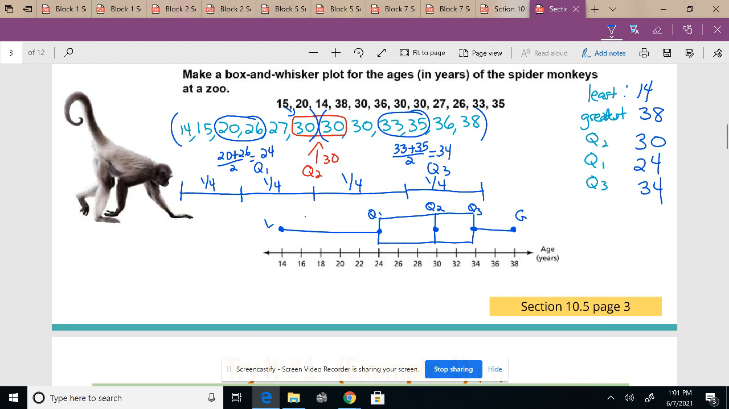So what they're trying to say is, here's your box right here. That's your box. And then like a cat, those are your whiskers. All right. So that's what they're asking for, your box and whisker plot. All right. So you just made your first box and whisker plot.